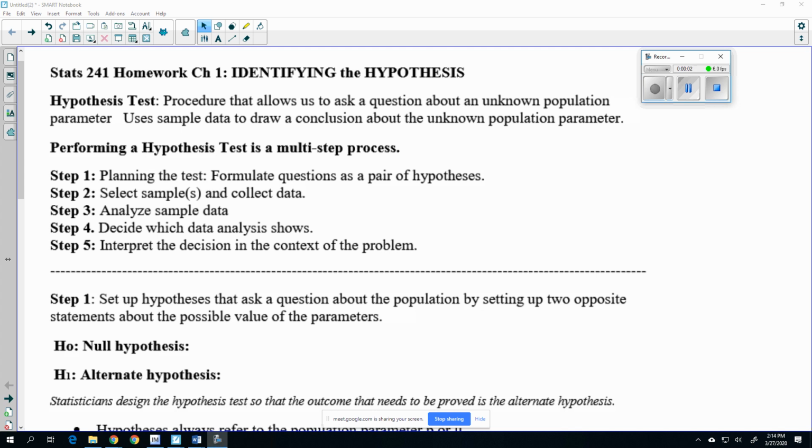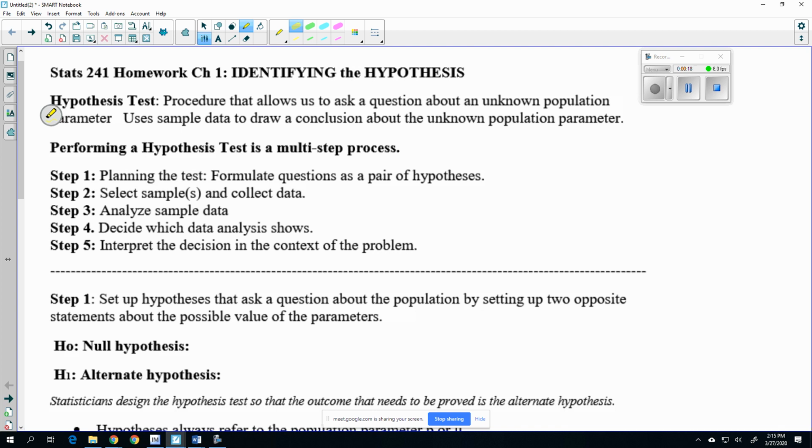Welcome to your first homework assignment. This is kind of a two-part assignment. The first one is identifying the hypotheses. We need to understand the language and how we're going to write some different things in statistics so we're all uniform and consistent.